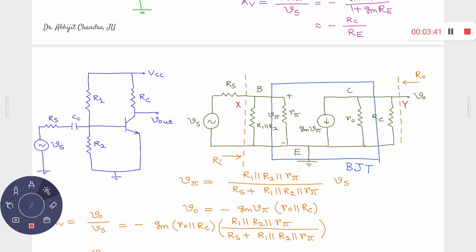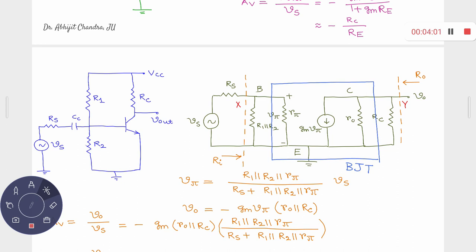So DC ground is obviously the AC ground, hard ground, and this one is VCC. This collector terminal is connected to VCC through this resistance RC. And VCC stands for what? VCC stands for some constant voltage supply. That means AC wise it is grounded, right? So this point corresponds to AC ground. This point also corresponds to AC ground.